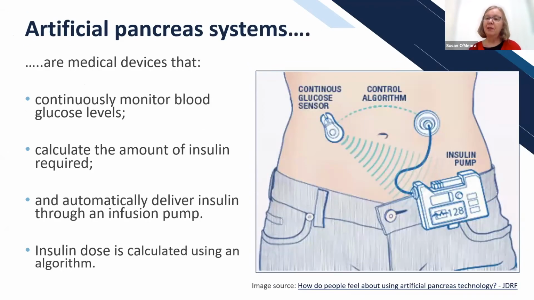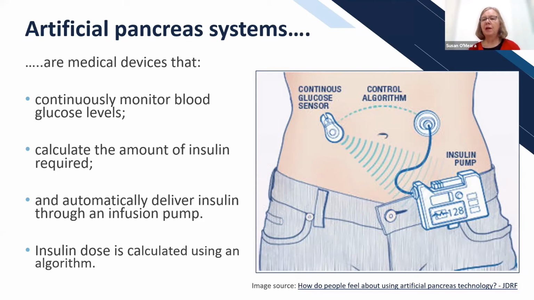So that was all about the natural pancreas. Well, the intervention of interest here is the artificial pancreas. So I'm just going to say a little bit about that. So artificial pancreas systems are multi-component medical devices. And you can see from the diagram here that there are several components. So on the left of this person's abdomen, as you're looking at it, you can see something called a continuous glucose sensor, or continuous glucose monitor.